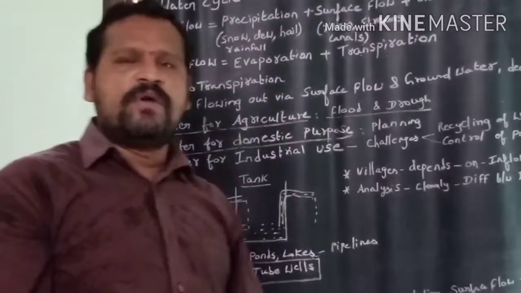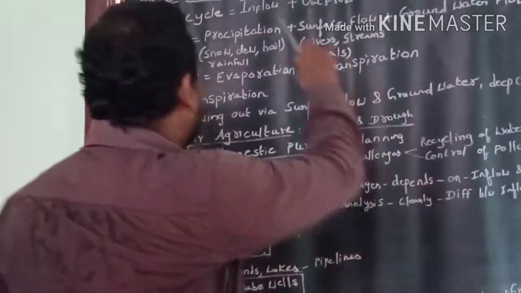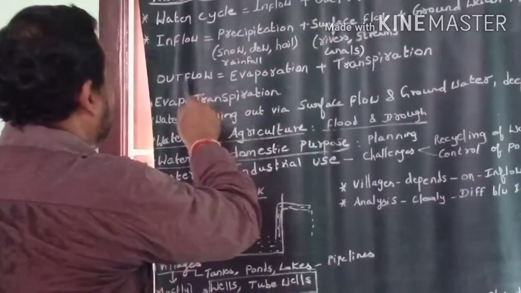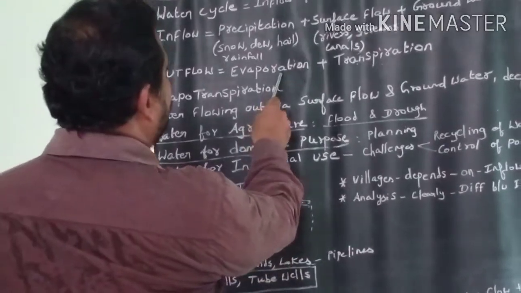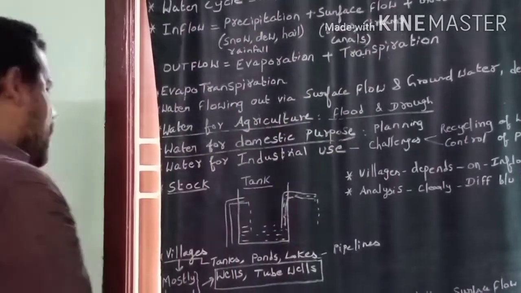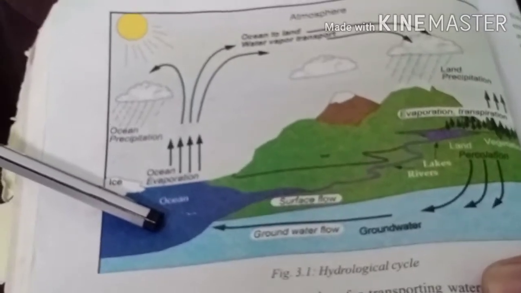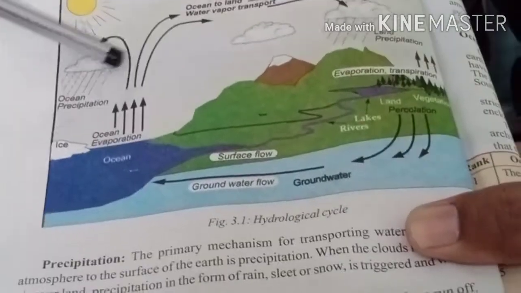To know how much water is available in a region during the year, we should estimate the inflow of an area, which we have discussed so far, and we should estimate the outflow of an area. To estimate the outflow of an area, we should estimate the evaporation and transpiration. What is meant by evaporation? When the temperature is high, the water in the water bodies changes into vapor, goes to the atmosphere and forms into clouds.